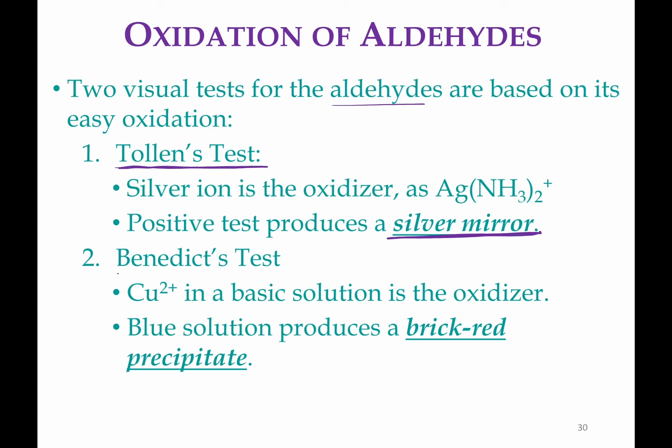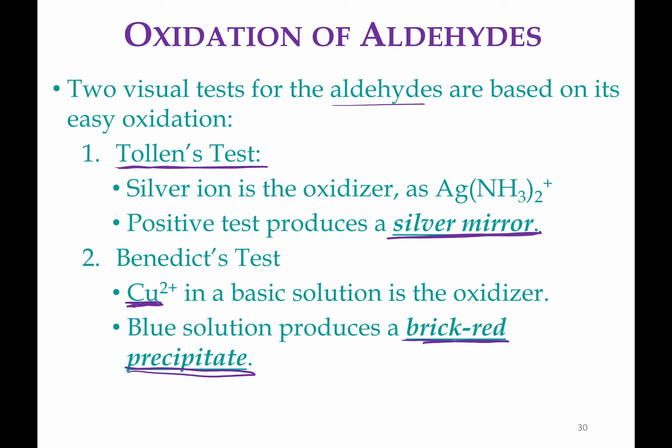Now, Benedict's test is going to take the copper ions that are in the Benedict solution, that's in a basic solution, and they're going to be blue to start with, and then when you react it, if there's an aldehyde present, it produces a brick red precipitate. So you'll see this brick red come crashing out of solution.